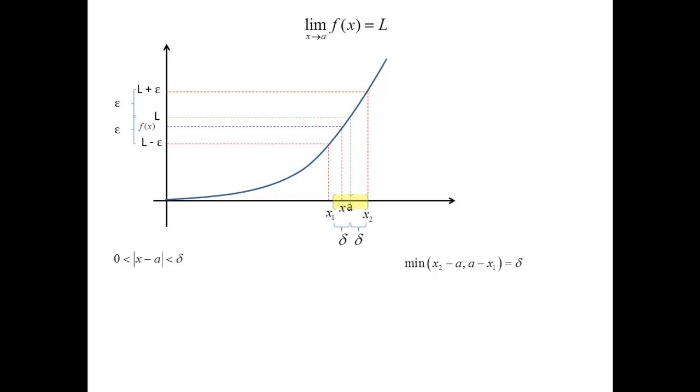In other words, if I choose an x sufficiently close to a so that the distance |x minus a| is less than delta, then that implies that the function value will be within the epsilon neighborhood. And when we talk about a limit, the limit as x goes to a of f of x equals L, this is what we mean.